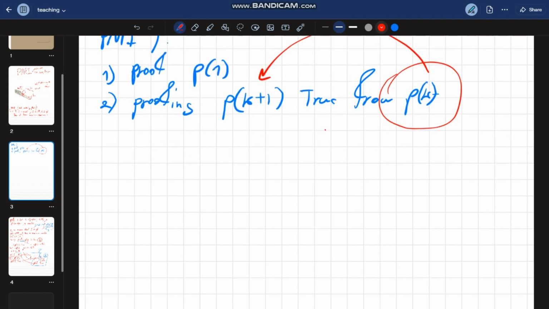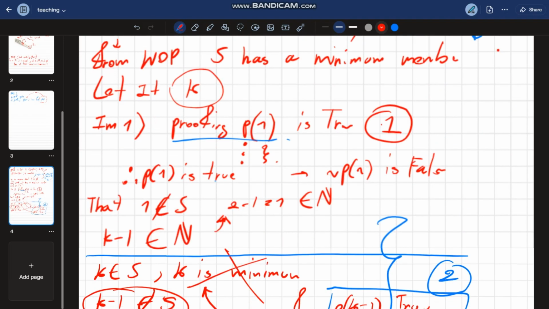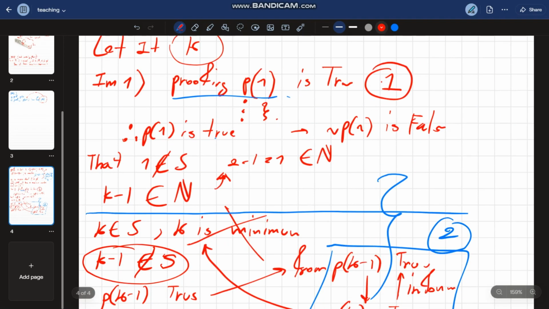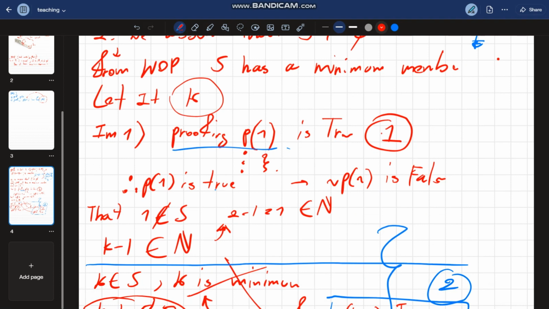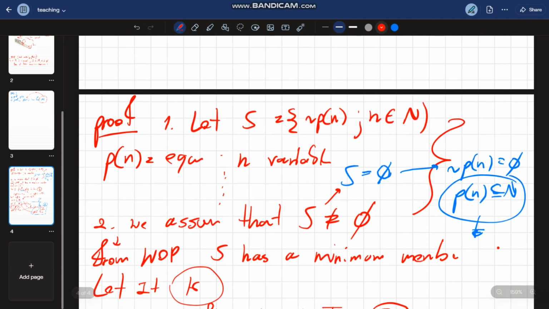That's so easy. But if you're looking for a reason why we should prove P1, it is because in the proof, P1 being true is important for showing that k minus 1 is in N. If we don't prove P1, we cannot show that k minus 1 is in N, and then we cannot use the proof.